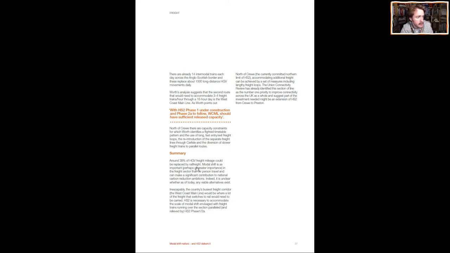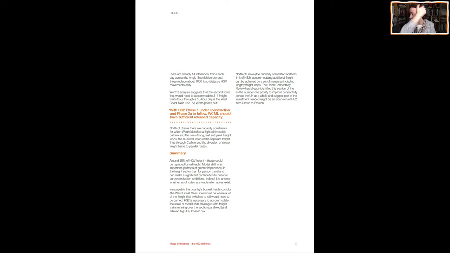Modal shift is as important, perhaps of greater importance, in the freight sector than for people travel, and can make a significant contribution to national carbon emissions reduction. Indeed, it is unclear whether, as of today, any viable alternatives exist. It's a really key thing to think about. There is no replacement for the 44-ton truck. There's no zero carbon replacement for it, other than rail.